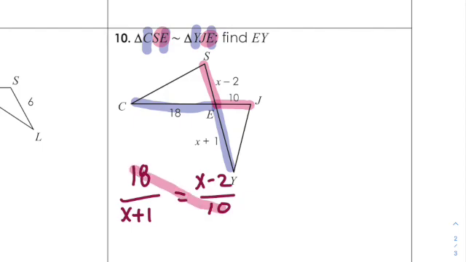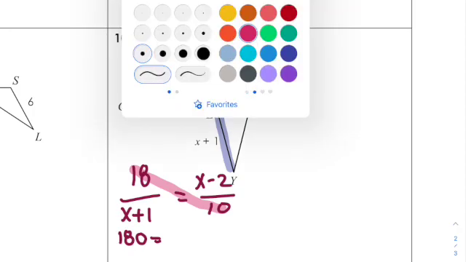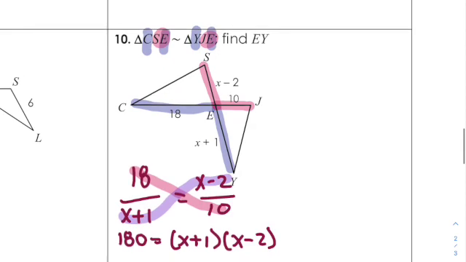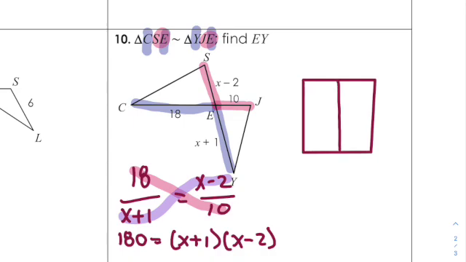We do 18 times 10, which is 180. And then we gotta do x plus 1 times x minus 2, which if you look is two binomials, because bi means two. There's two binomials being multiplied to each other. You can do two methods here, either the box method or the FOIL method. I know a lot of my students do the box, so I'll do the box with y'all. So let's draw our box together. I'm sure yours looks better than mine.